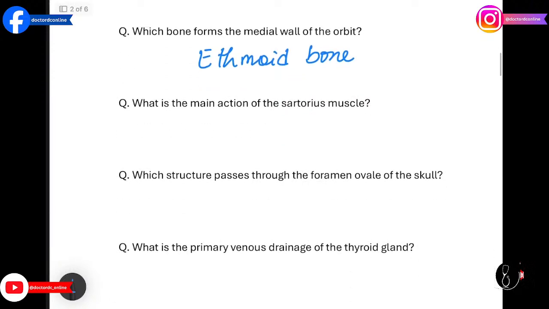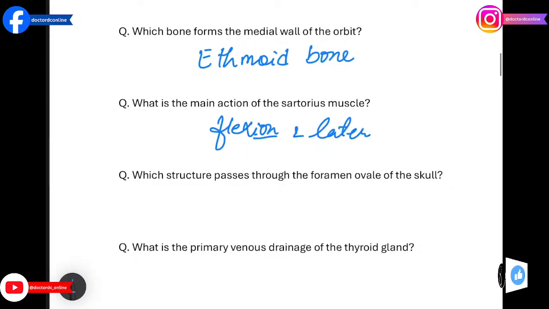The next question is, what is the main action of the sartorius muscle? And the answer is flexion and lateral rotation of the hip. It acts as the tailor's muscle, aiding in cross-leg sitting.